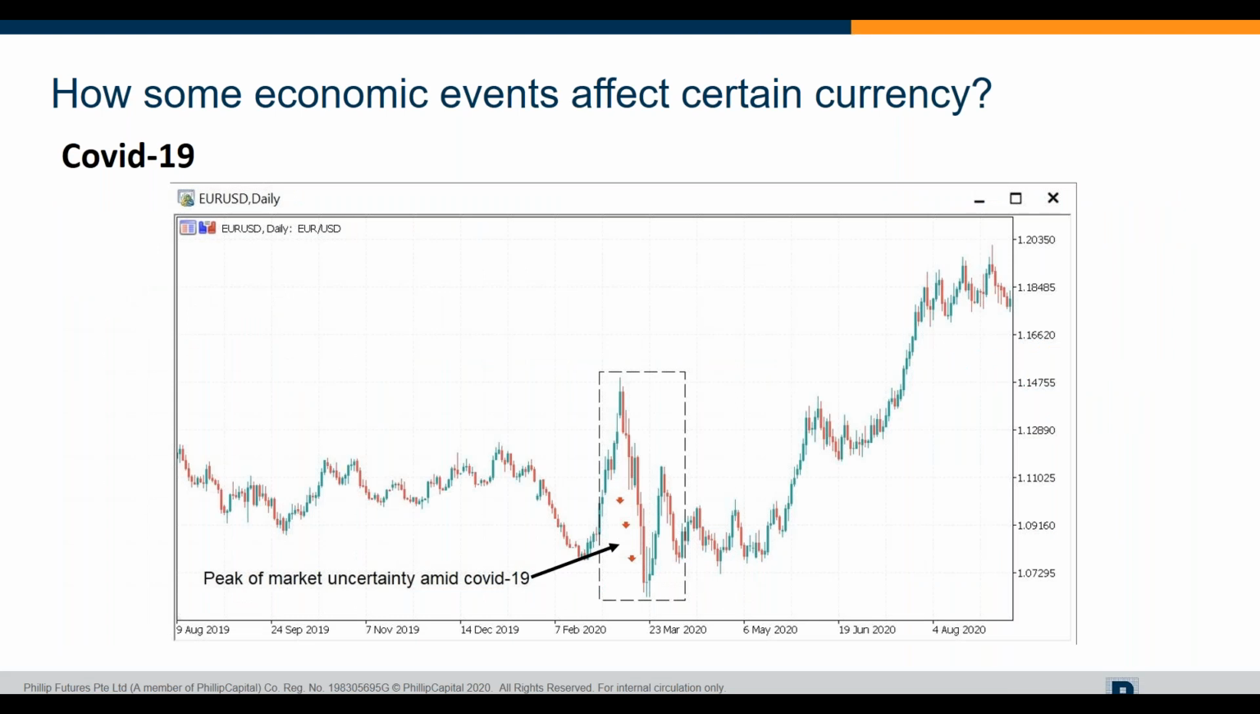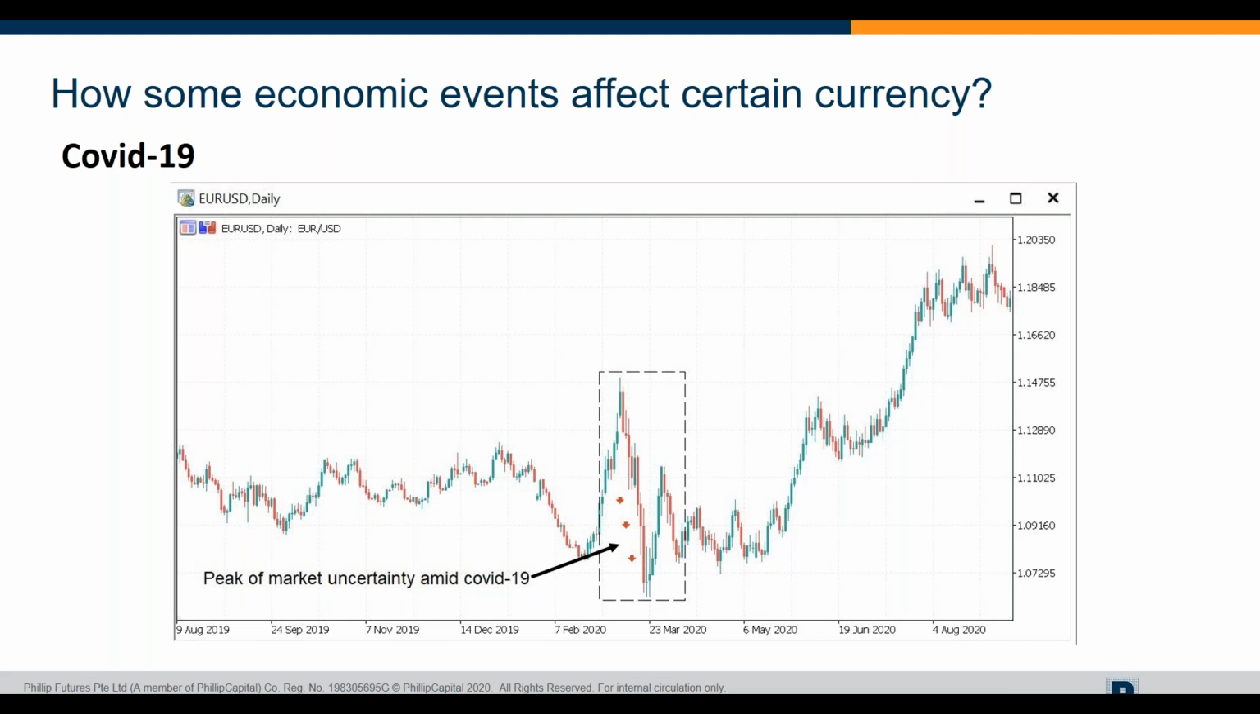Okay, secondly, an example is the COVID-19 pandemic. When it first hit last year in March, we can see a really steep decline in the euro dollar. So basically, the steep decline in euro dollar means the USD is actually gaining strength relative to the euro. This is because one of the qualities of the US dollar is that it is called the safe haven currency.